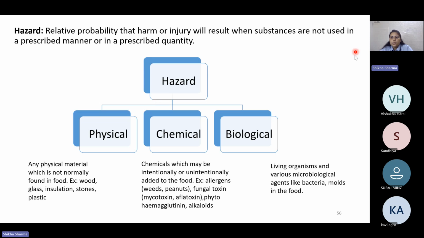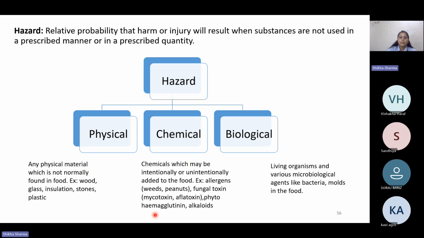So let's discuss hazards. Hazards are basically the relative probability that harm or injury will result when substances are not used in a prescribed manner or in a prescribed quantity. There are three different kinds of hazards: physical, chemical, and biological. A physical hazard means physical material which is not normally found in the food, like wood, glass, any kind of insulation, stone or plastic. If they are in the food, it is known as a physical hazard.